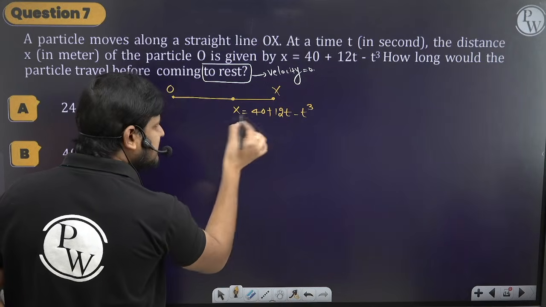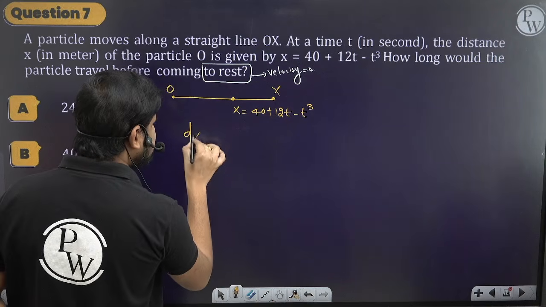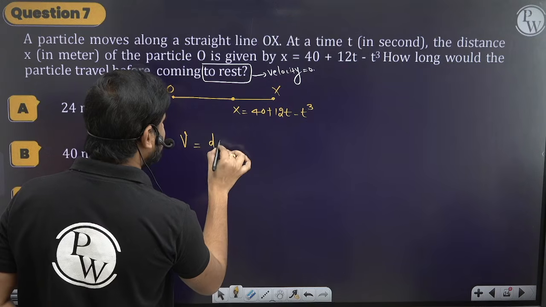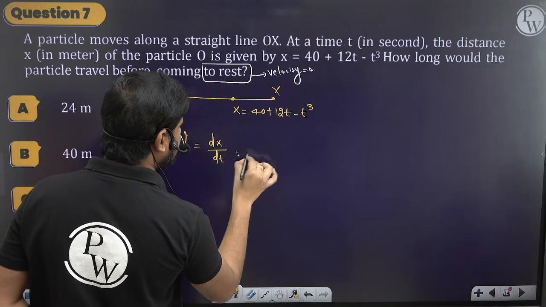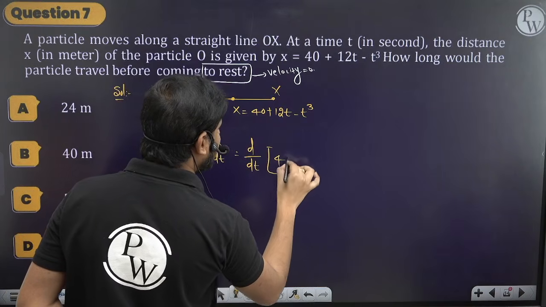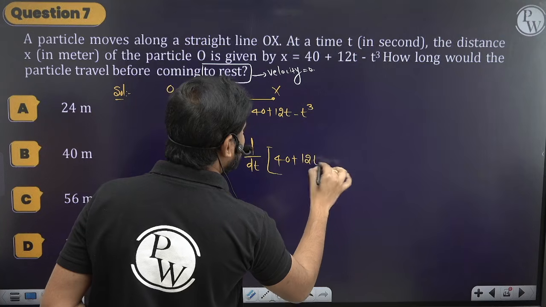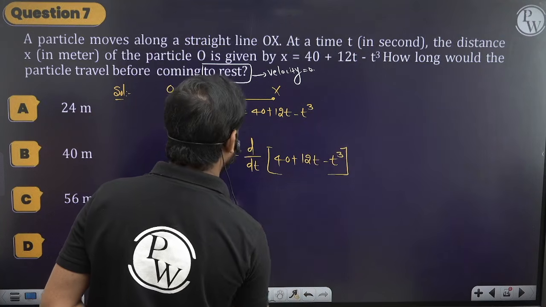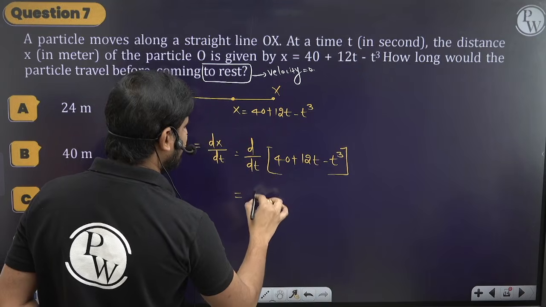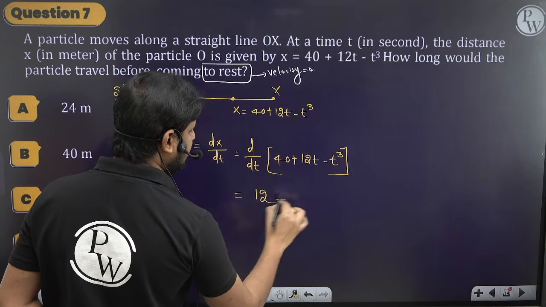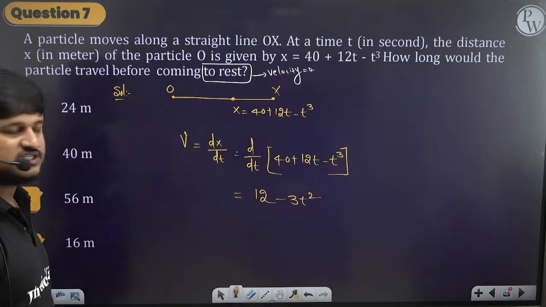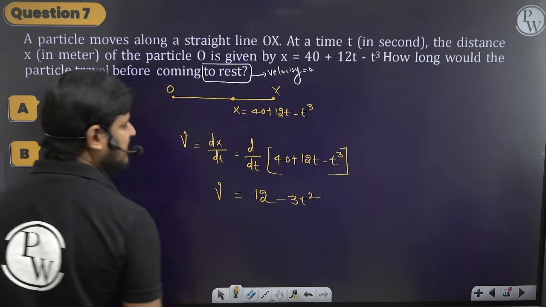Now x is given. So then what is dx? Velocity, how do we find? The velocity is equal to dx by dt, so d by dt of x. What is x given? 40 plus 12t minus t cube. So then here we can write d by dt of 40, which is 0. Then 12t differentiation gives 12, minus t cube differentiation, 3t square. So this is the velocity v, right?